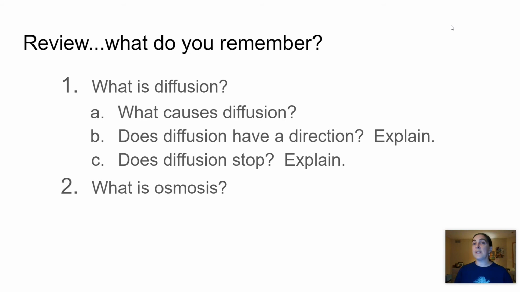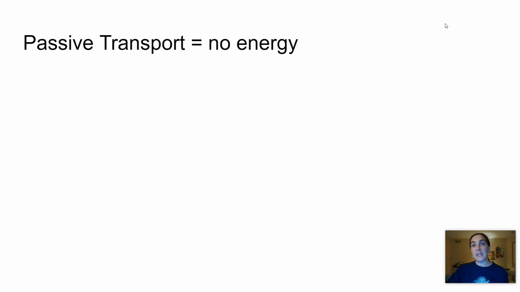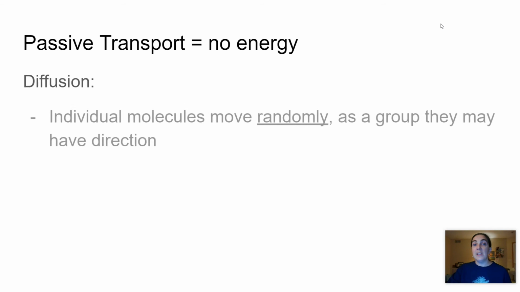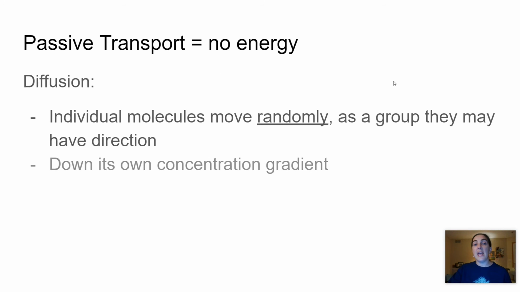So let's review just a little bit of basics about these. Both diffusion and osmosis are types of passive transport, which means they happen without any energy being expended by the cell. Diffusion happens because individual molecules move randomly, but if there's a large concentration of them in one area as a group, they may have a direction and move down their concentration gradient. Things will always move from where there is a higher concentration of that molecule to where there's a lower concentration.